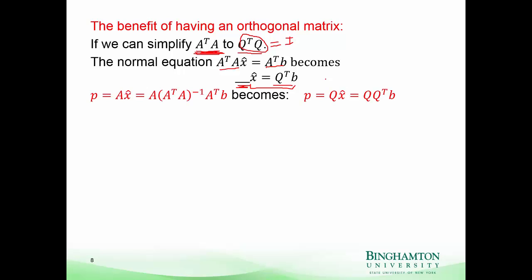And our projection becomes very simple. So if we take this result and plug it in here, ordinarily we would have all of this machinery, which involves an inverse, which is numerically expensive. If we look at what we get now, it'll be just Q times X hat. So that's equivalent to just Q transpose times B. And so again, no inverse needed.